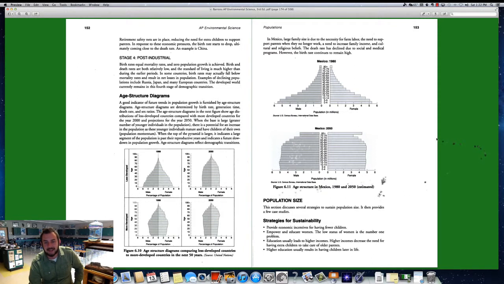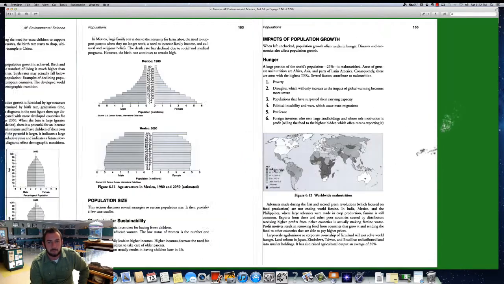All right, population size. This section discusses several different things. It provides economic incentives to have fewer children, and to empower and educate women. These are things that lead to sustainability for populations. Education usually leads to higher income. Higher income decreases the need for having extra children, so you're not having as many kids. And higher education usually results in having children later in life as well.